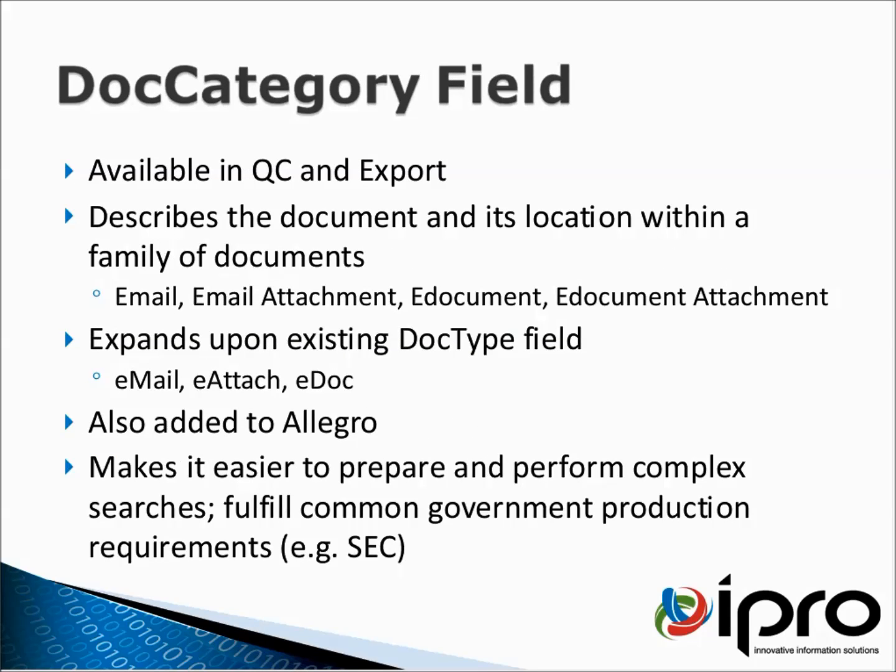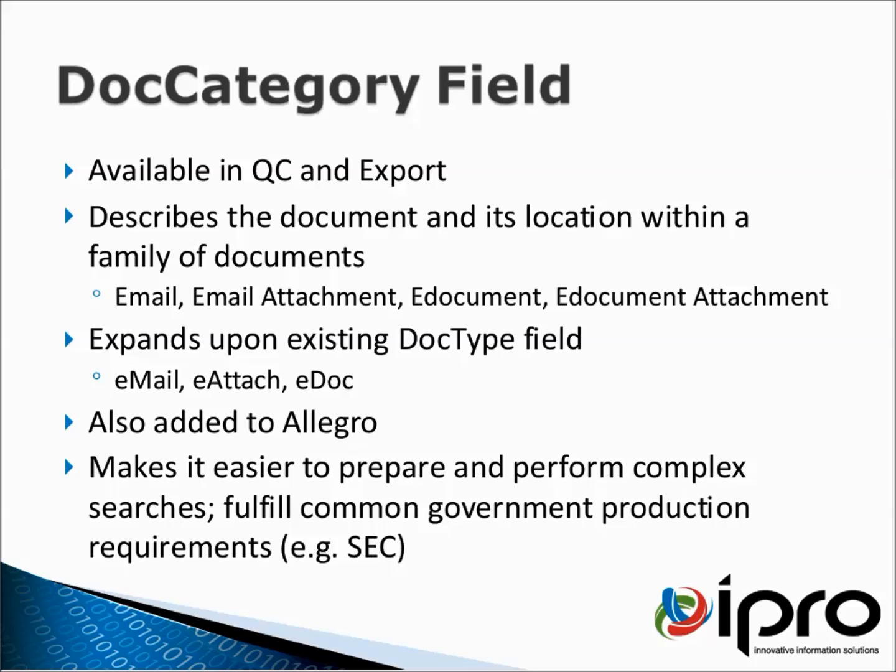Another nice change, something I'm a big fan of, really deals with exporting or possible QC type of actions. We've added a new field in eCapture called doc category. Now, it's also been plugged in and added to Allegro, and what that does for you is identify the type of object that's been processed. Currently, in existing versions of eCapture, we've had something called a doc type field for some time now, that's mentioned here. But it was a very generic email, e-attach, e-doc type of designation that would be applied to those objects.